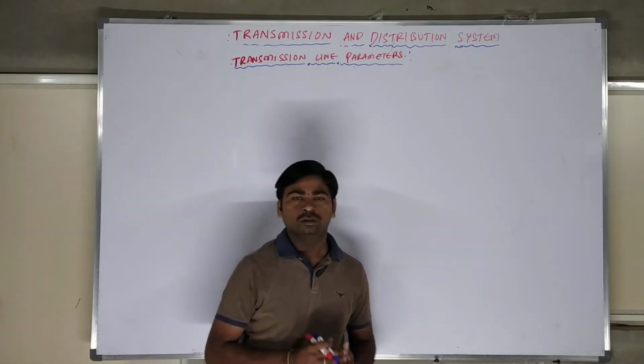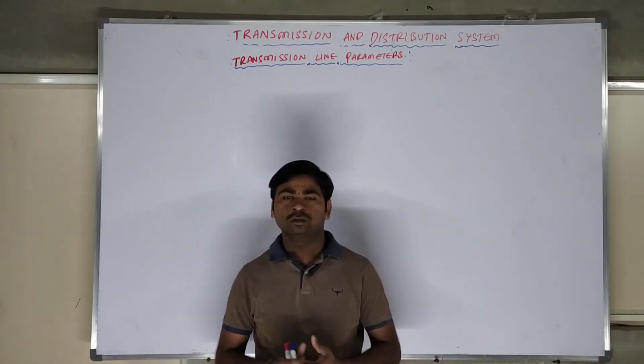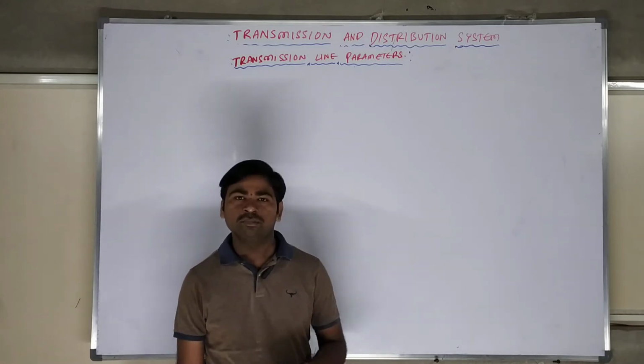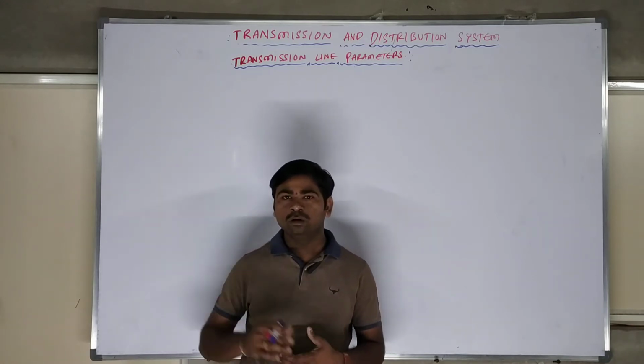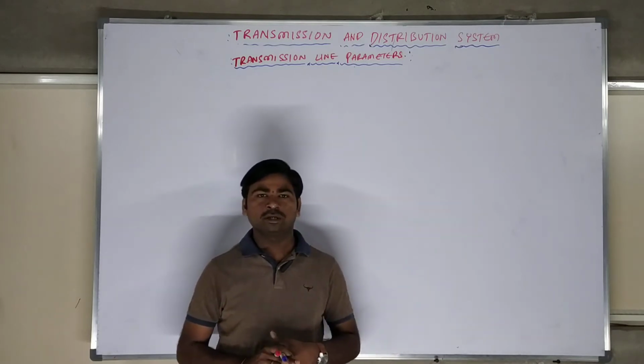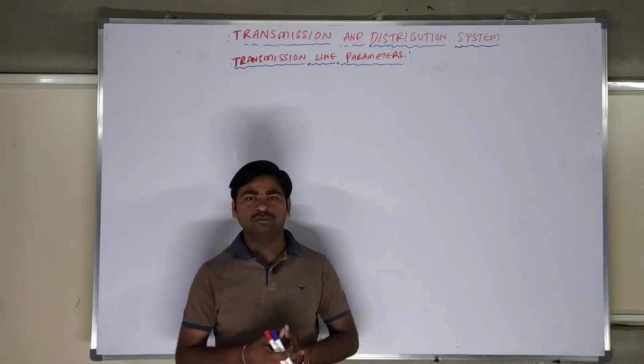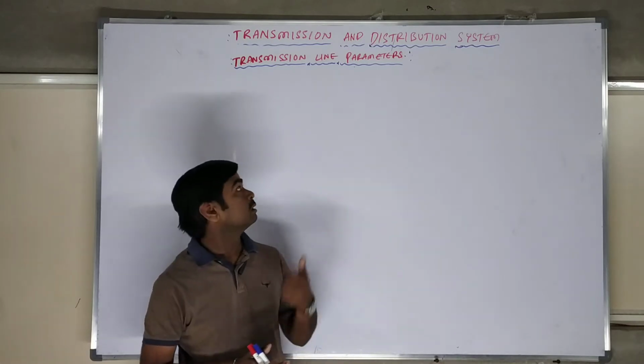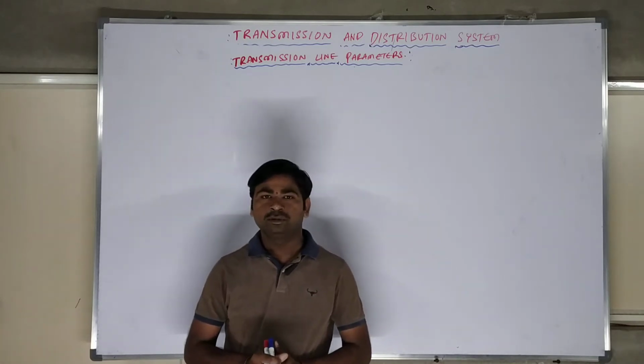Today we are going to lecture on the basic transmission line parameters. In the last classes we already discussed the types of conductors. We have completed all types of conductors, and then after that the corona loss also we have completed. Now we are switching on to the transmission line parameters.